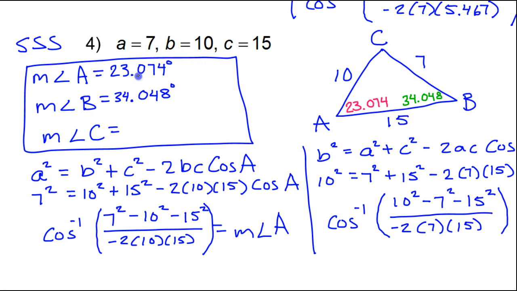So of course I could do the law of cosines again to find the measure of angle C, but if I feel very confident about the two angles that I just found, I could subtract both of these from 180 to find angle C. So I am getting 122.878 degrees. And that's it. We have solved the triangle.